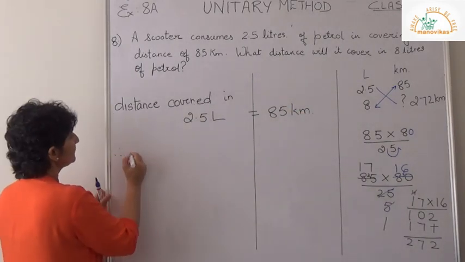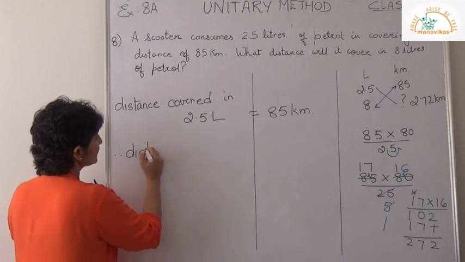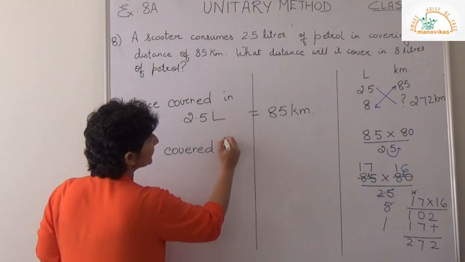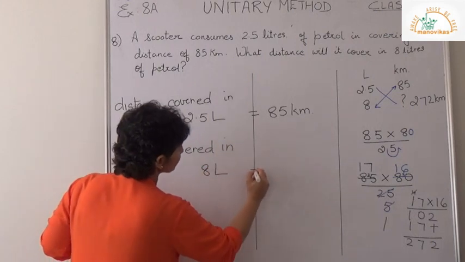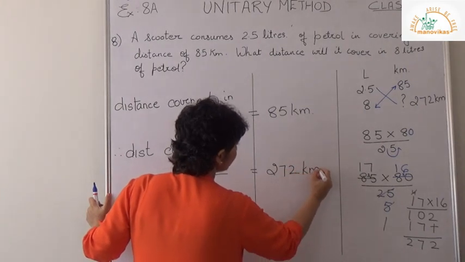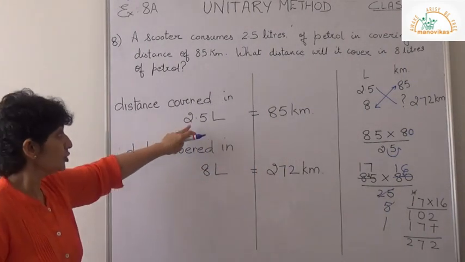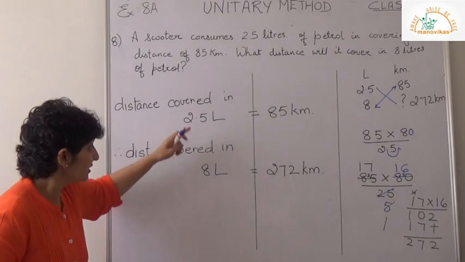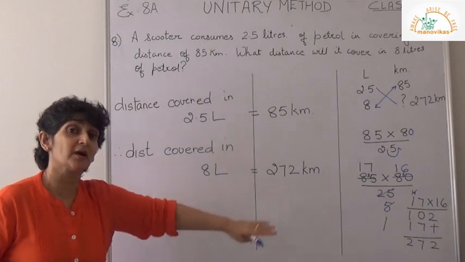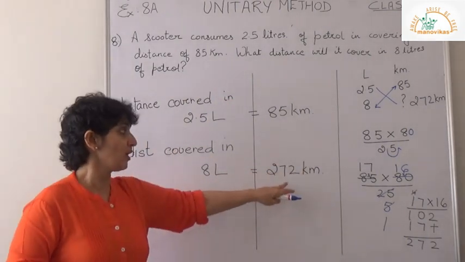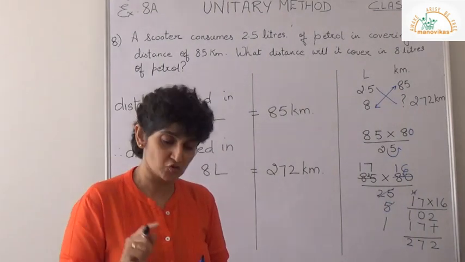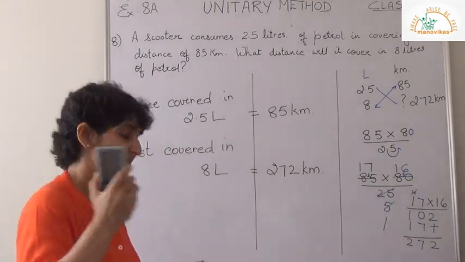Correct? Therefore, distance covered in 8 liters, that is 272 kilometers. Right? So 2.5, 85. Now it's a bigger number, 8 liters, so definitely your answer should also come more, 272 kilometers. So this is called direct proportion. Let's move on to the next question.